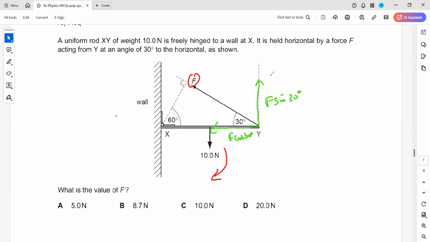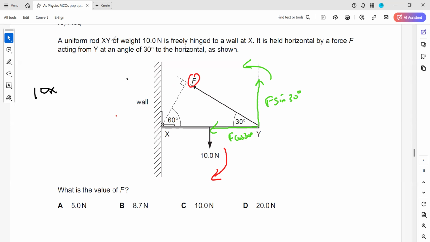So F sine 30 is causing an anti-clockwise turning effect. F cosine 30 is not causing any turning effect because it is acting at the pivot. And the weight is causing a clockwise turning effect. We consider the object to be in equilibrium, or balanced. So the clockwise turning effect is 10 multiplied by the distance from the pivot.